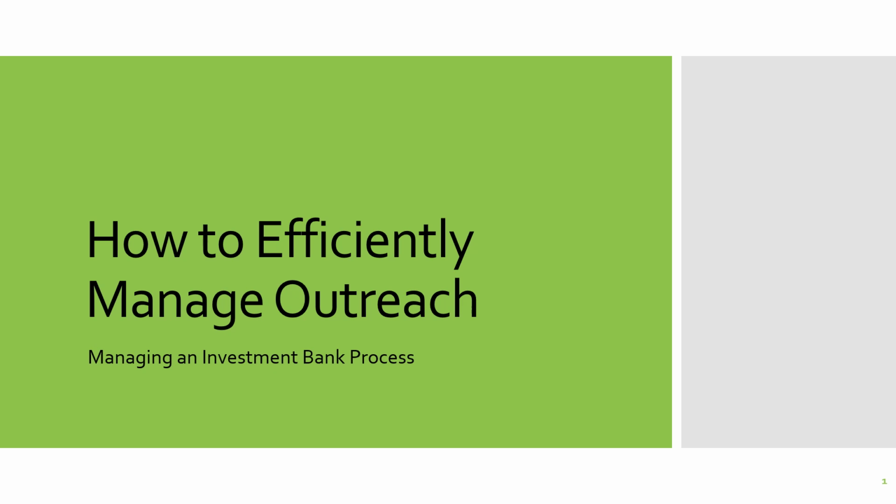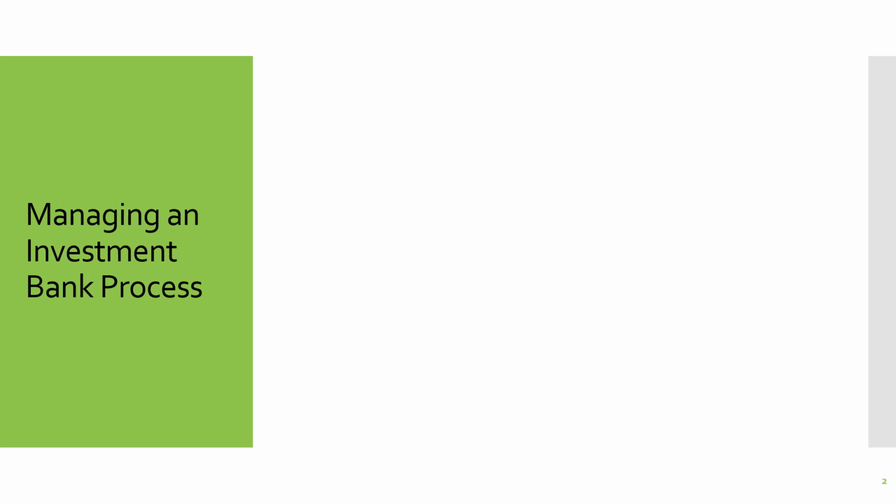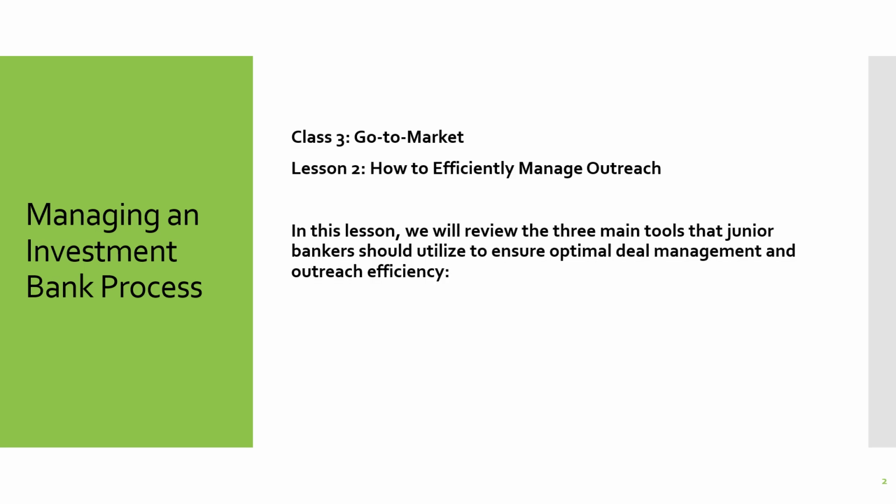How to efficiently manage outreach. Managing an investment bank process. This is lesson 2 of class 3. In this lesson, we'll review 3 main tools that junior bankers should utilize to ensure optimal deal management and outreach efficiency. Such tools include contact logs, folder space, and note-taking.